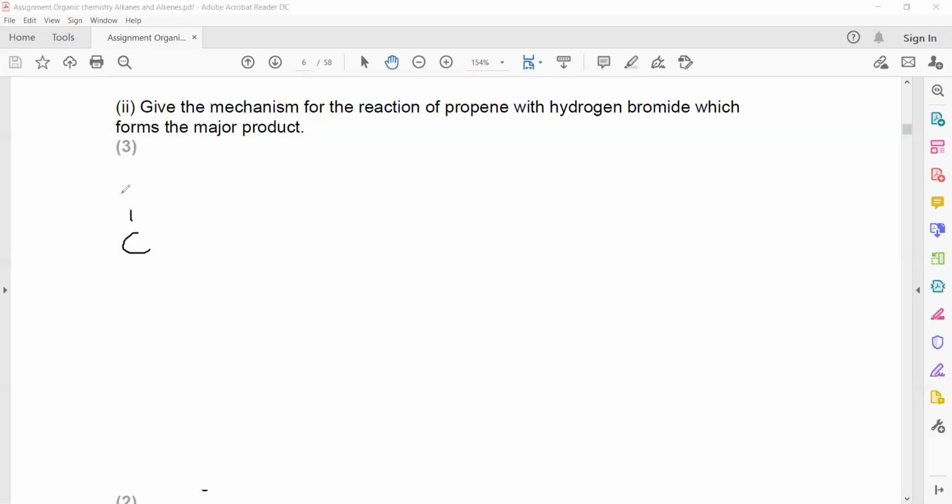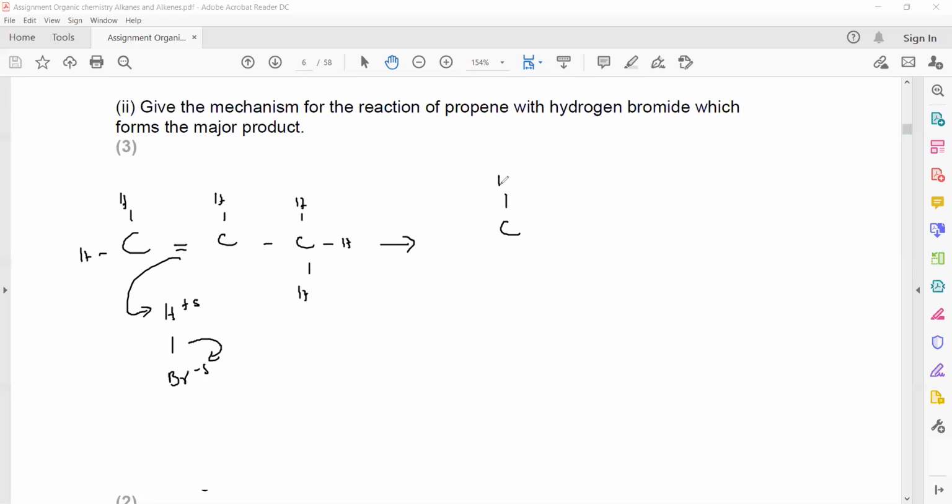So prop means 3 carbon, and there is a double bond. In hydrogen bromide, hydrogen is already partial positive because it is less electronegative. The hydrogen is attracted towards the electron rich side, and bromine will take both of the electrons. So what will be the intermediate? The intermediate will form, but we have to show a major product, only one of them.